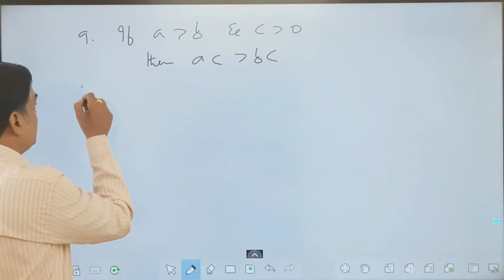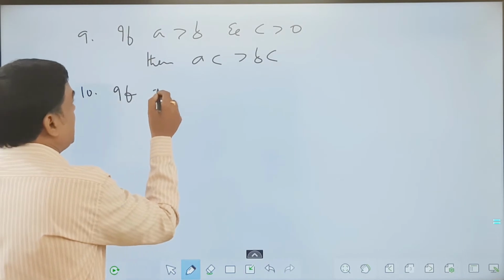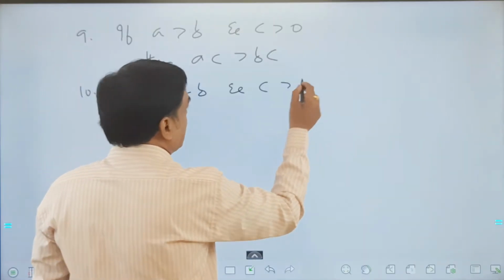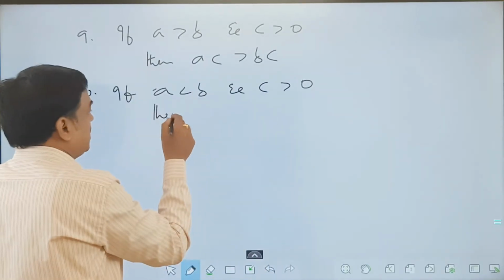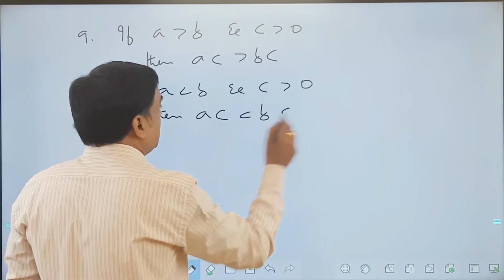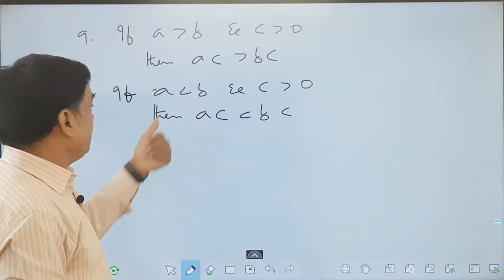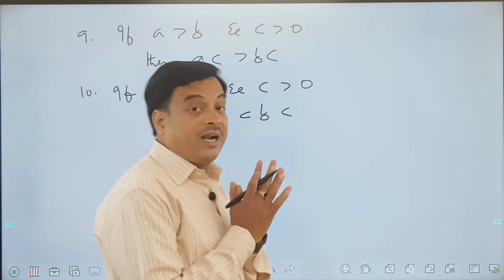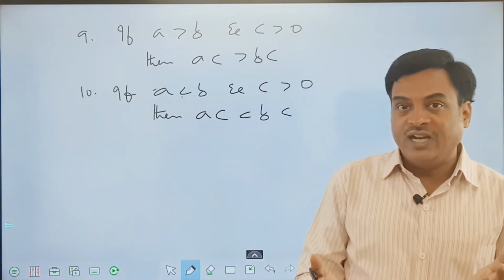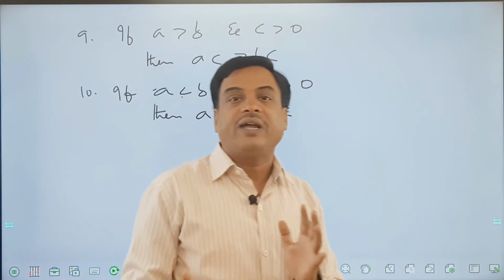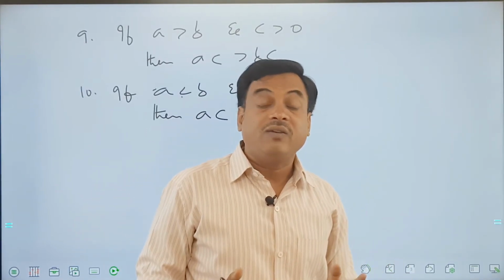In continuation of this, I also say, if A is less than B, my friends, and given C is greater than 0, then you can definitely say A into C will be less than B into C. Again, less than remains less than, greater than remains greater than. If I am multiplying with positive values on both sides, like doubling or tripling the values on either side, the inequality will never change.